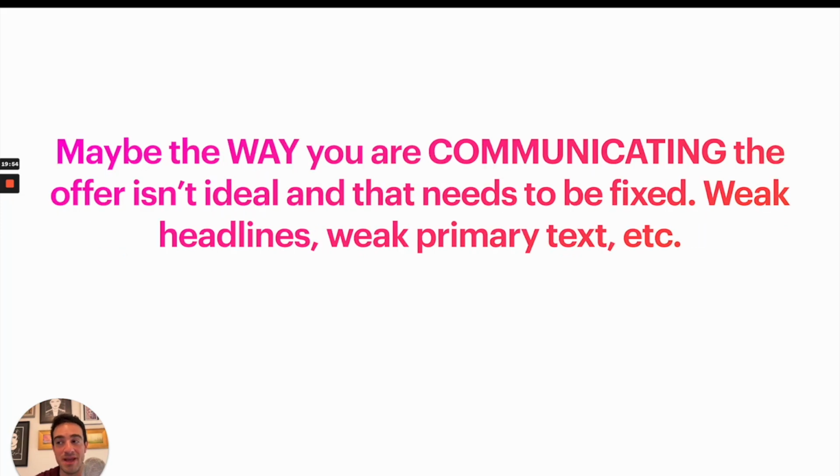If it's not the offer, maybe the offer is really good, but the way you're communicating the offer is not ideal, and that needs to be fixed. Maybe the headline is weak or too complex or too confusing. Maybe the primary text is not written well. It's not interesting. It doesn't tell the homeowner anything they didn't know. It doesn't touch on any pain points, etc. So obviously the offer needs to be good, but if you're not communicating it well, that's a serious problem that you need to fix. And obviously to fix that, there's a lot you need to do right.